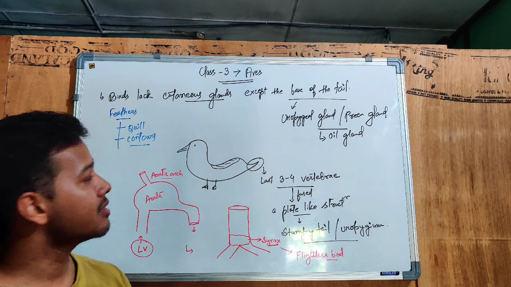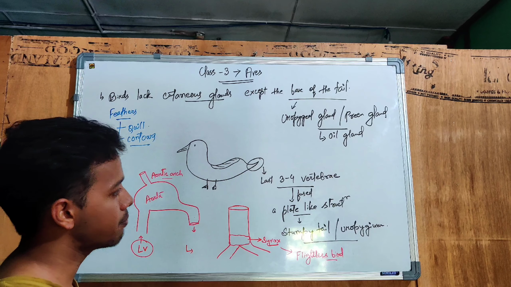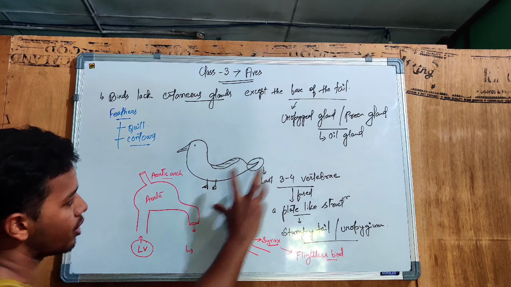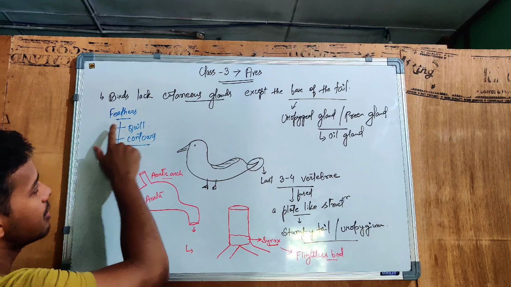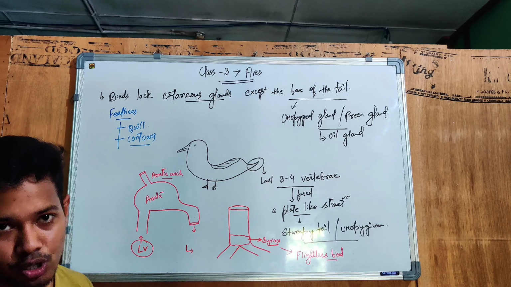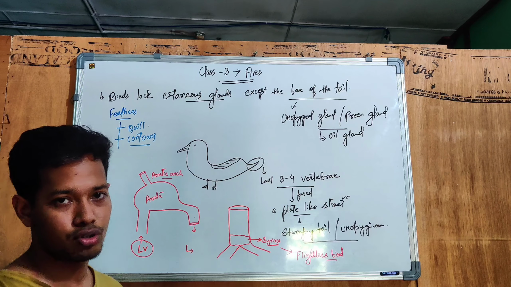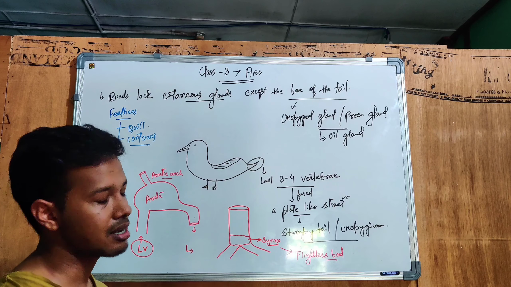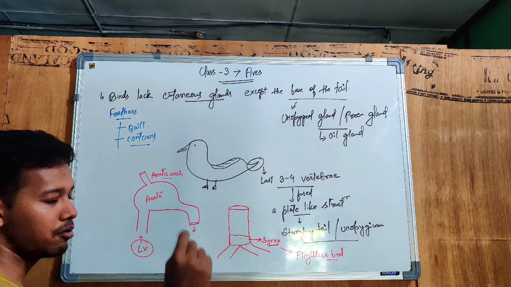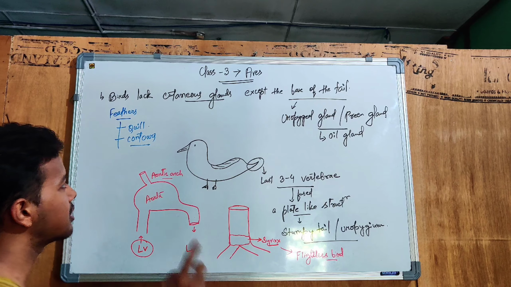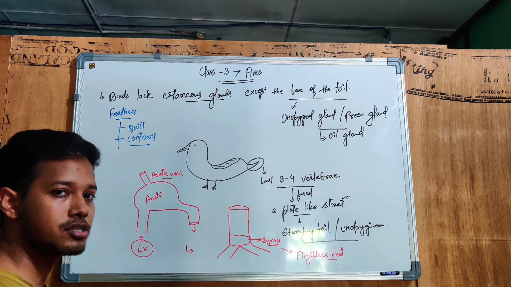Other than that, the remaining portion that you should know is that their body is covered by feathers, is it not? There are 7 types of feather, but now I am not going to talk about the 7 types. You will get these 7 types in your higher studies. Now we will talk basically of the 2 main types of the feathers. One is called quill, another is called contour.